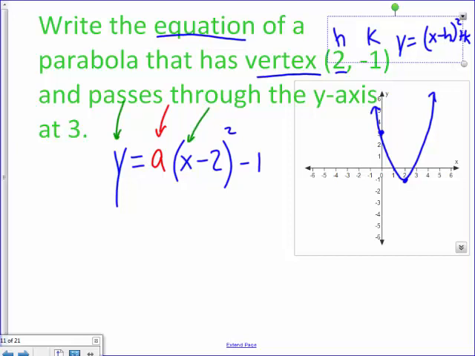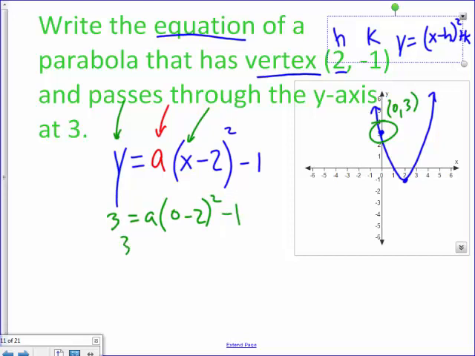It's important that you don't use the vertex. You can't use the vertex because this is vertex form, so don't use the form that you're using. Do I know any other points that are on my graph? Yeah, it gave us one right here, the y-intercept, so that's at (0, 3). I'm going to plug (0, 3) into my equation: 3 for y, 0 for the x, trying to solve for this a.